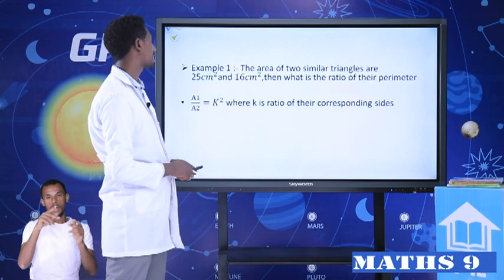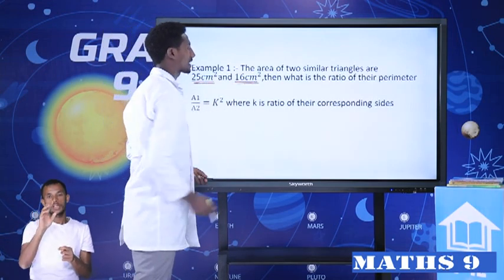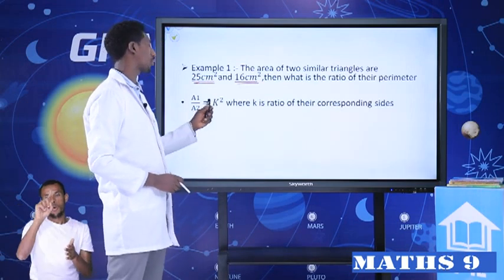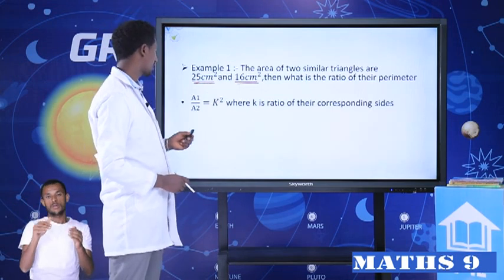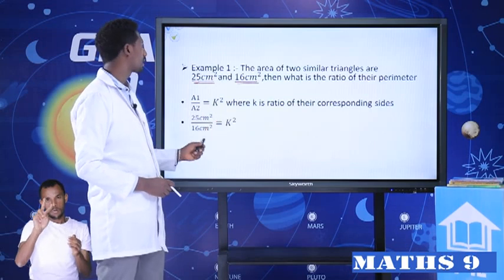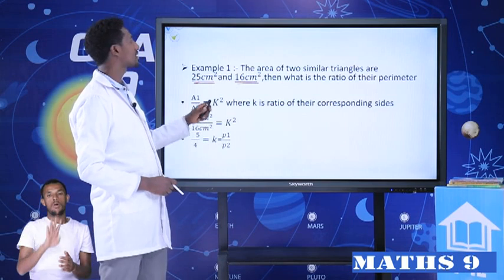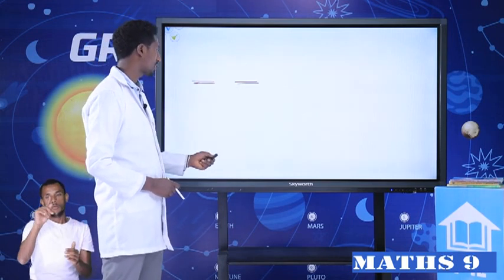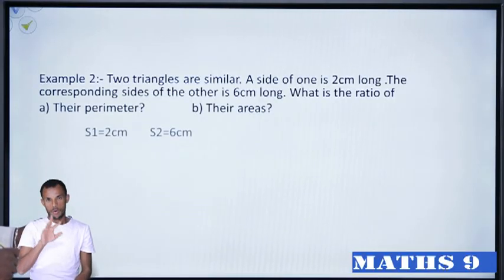Here we have an example. The areas of two similar triangles are 25 centimeter square and 16 centimeter square. What is the ratio of their perimeter? Here, A1 over A2 equals k squared, where k is the ratio of the corresponding sides. 25 over 16 equals k squared. If we evaluate, k is 5 over 4. And the ratio of a perimeter is also equal to k, that's P1 over P2. Similarly, you can evaluate this one.